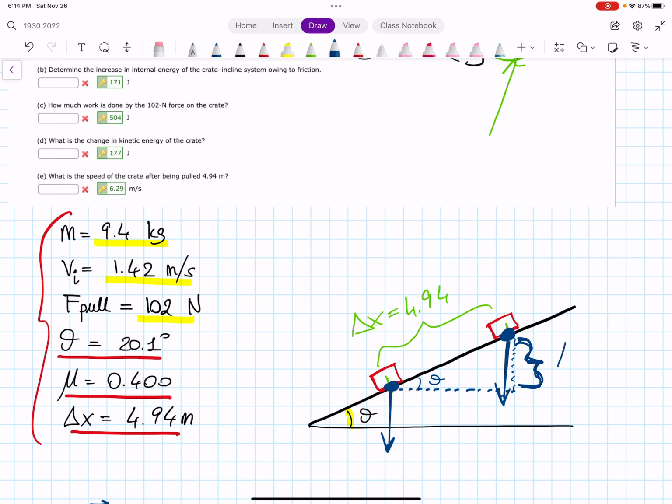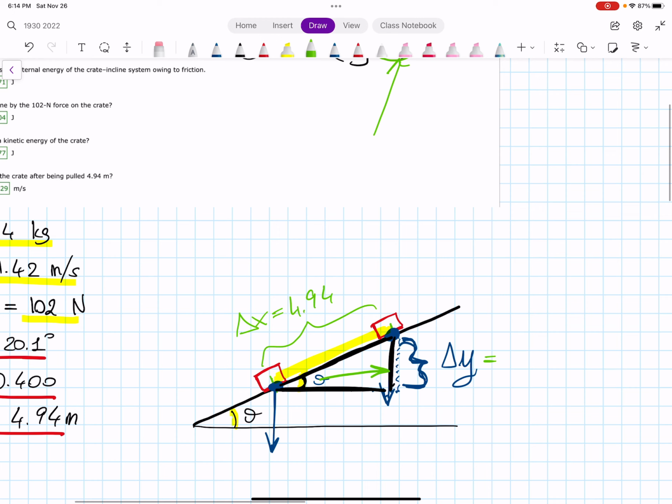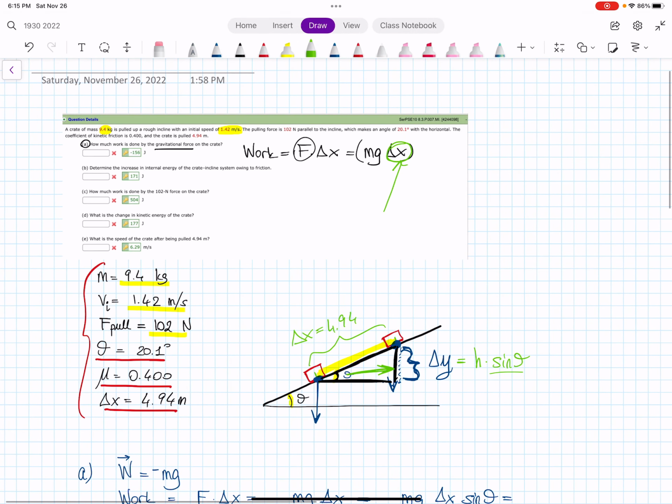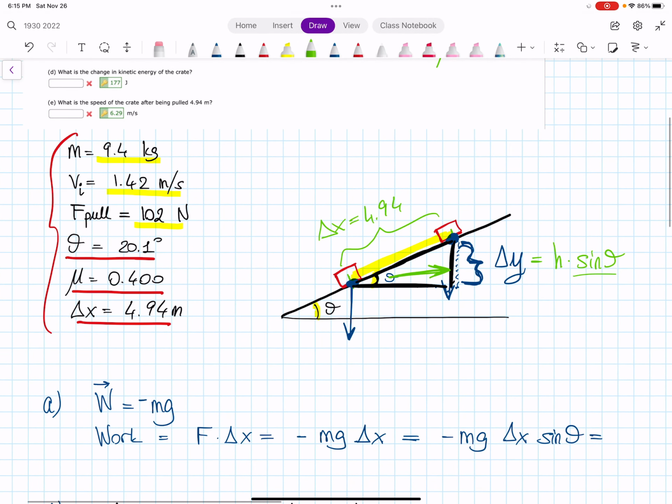How can you solve for this here? Let's call that delta y. You're gonna complete yourself a triangle. The angle given to you is 20.1. The hypotenuse is given to you. The angle is given to you. How can you project the hypotenuse along the opposite side? How can you solve for delta y? It's going to be nothing more than the hypotenuse times sine of the angle because you're projecting the vector to the opposite side of the angle. Sine gives you the opposite side, right? Good.